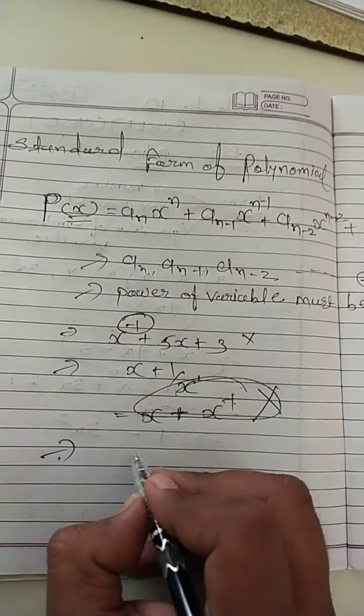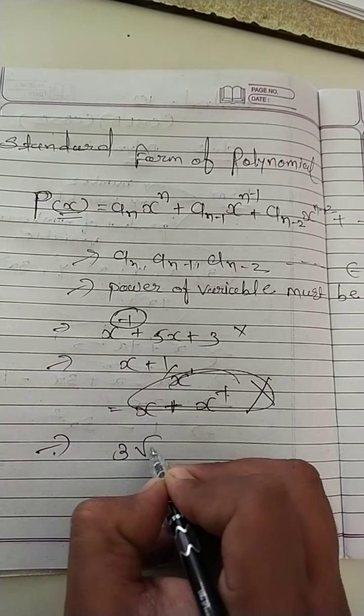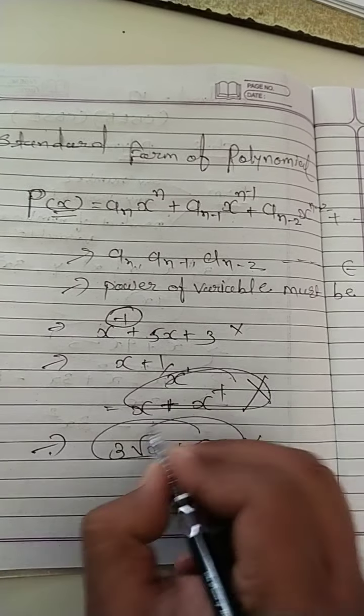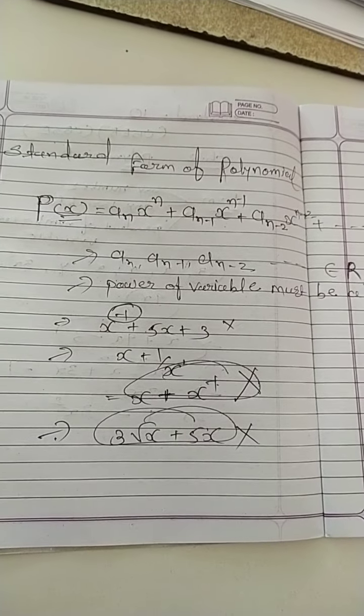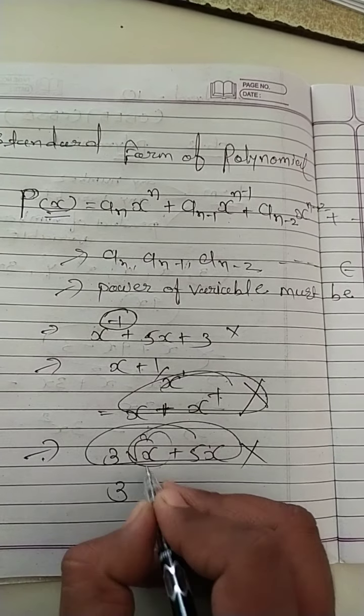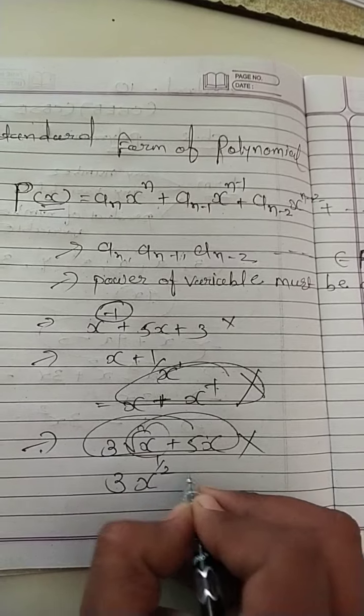If it is written that 3 root x plus 5x, then it is also not a polynomial. Remember, my friends, because here also power of variable is a fraction, not a whole number, because root x means x raised to 1 by 2.